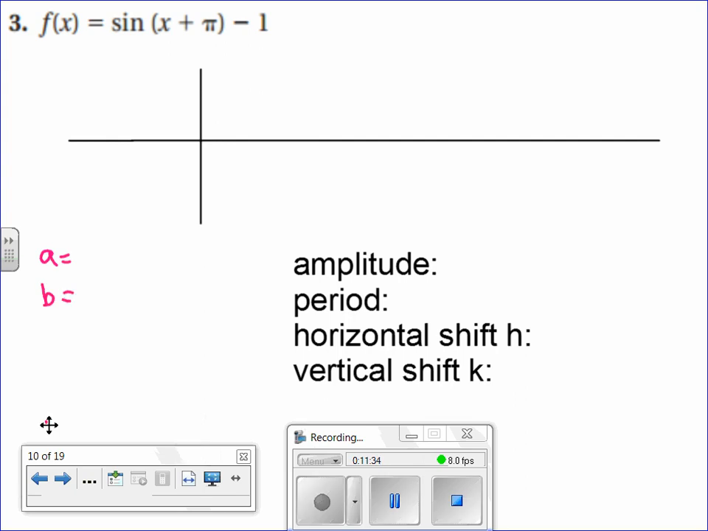All right, who knows what A and B are? This is a tricky question. Uno. He's right. Invisible 1 for A, invisible 1 for B as well, because there's no number out front of sine, and there's no number in front of the parentheses. So our amplitude is 1. I'm going to have Ethan help me. Ethan, where are you at? What's our period formula? 2 pi over b. And B is 1, so what's our period?